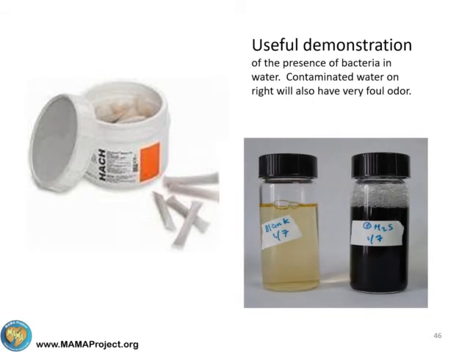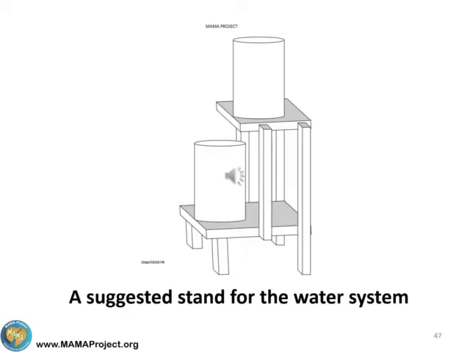The Hach Company is an interesting company. They do a lot of work in water purification, but they also have this little test kit for communities that need a little convincing that their water needs to be treated. This is a diagram of what a stand could look like, adapted to the size of the buckets.